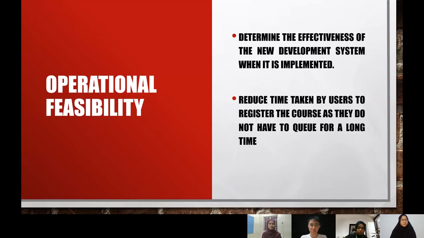Operational feasibility is used to determine the effectiveness of the new development system when it is implemented. The existing student course registration system in the organization must be improved in certain parts, and we must show to the management team that the organization is able to support the new system that our team has introduced.